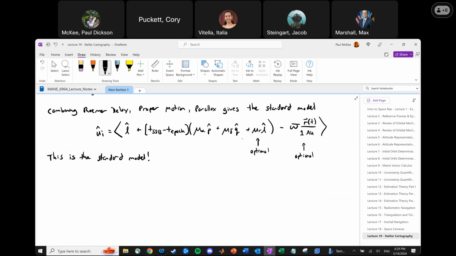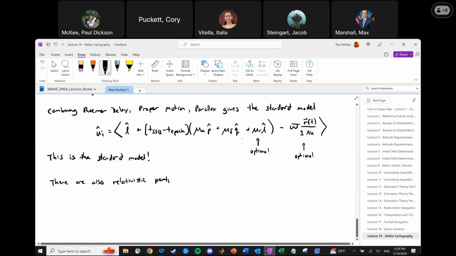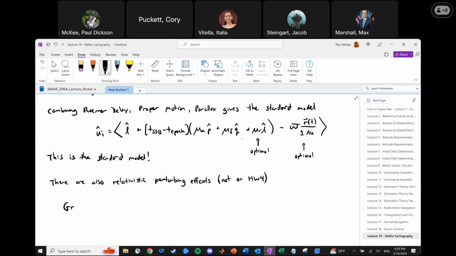So there are also relativistic perturbing effects. And this is not on homework 4. So the first of these is gravitational deflection.